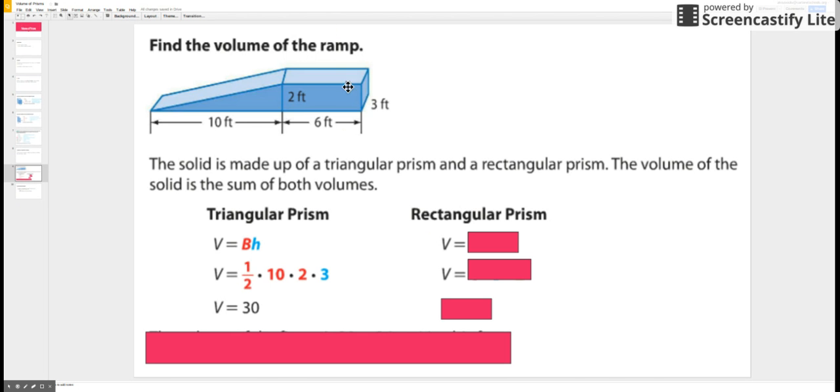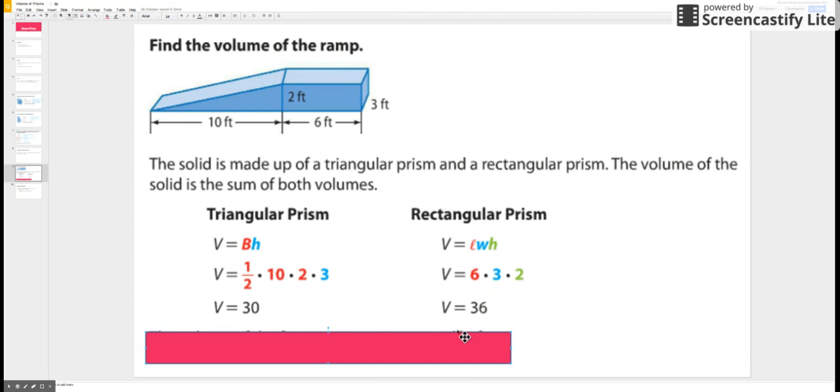So here's a rectangular prism. Let's find the area of our base. You have to do length times width for that, right? And then you would multiply the height. So let's do that. So our length is 6 times our width, which is 2, times our height, which is 3. Just multiply all 3 of those together. 6 times 3 is 18, times 2 gets you 36.